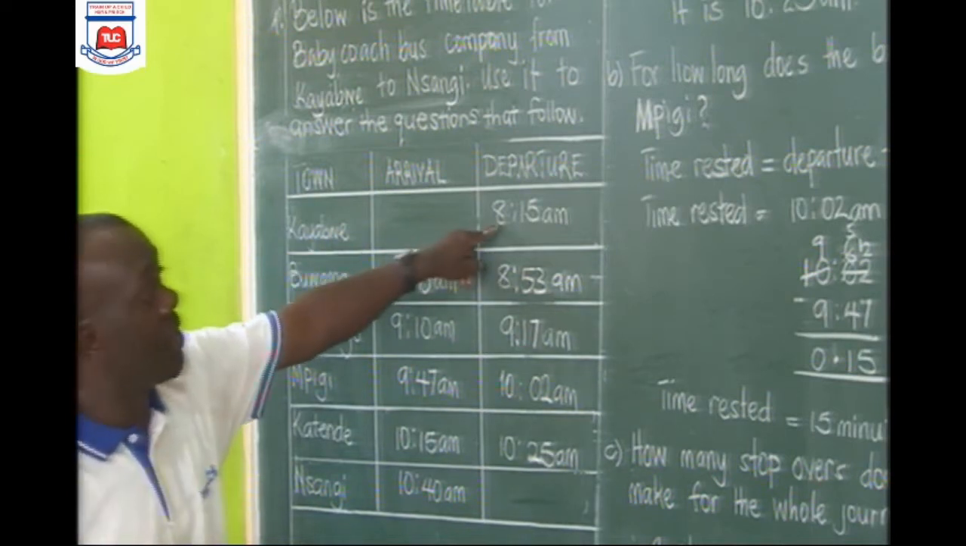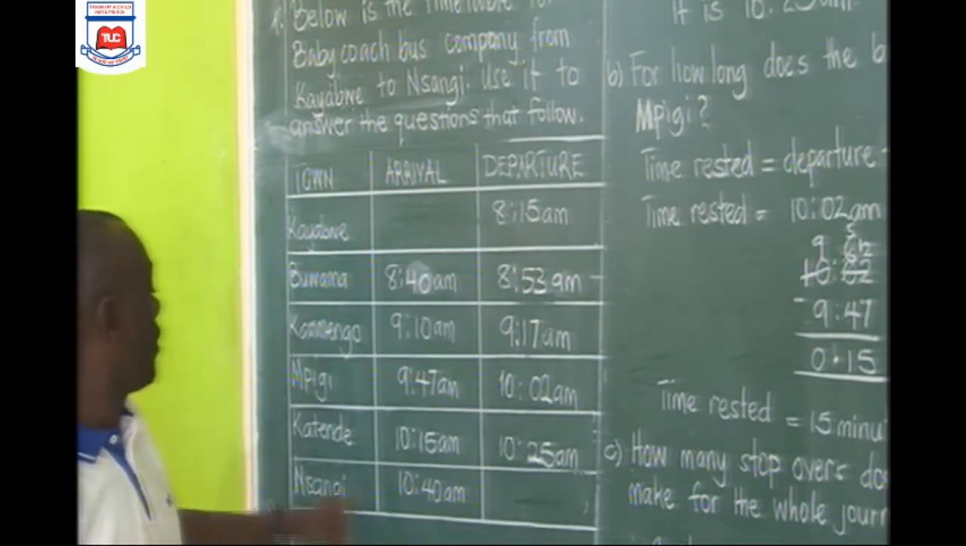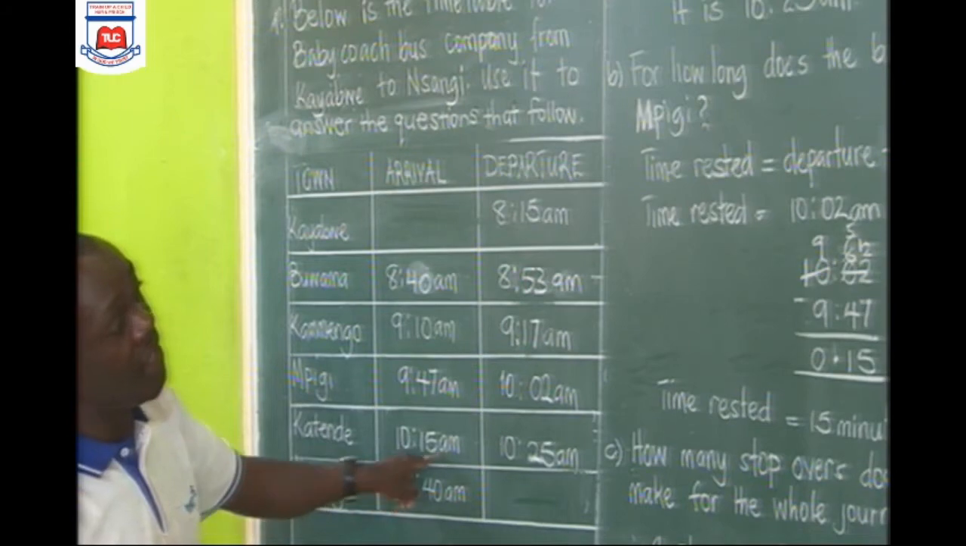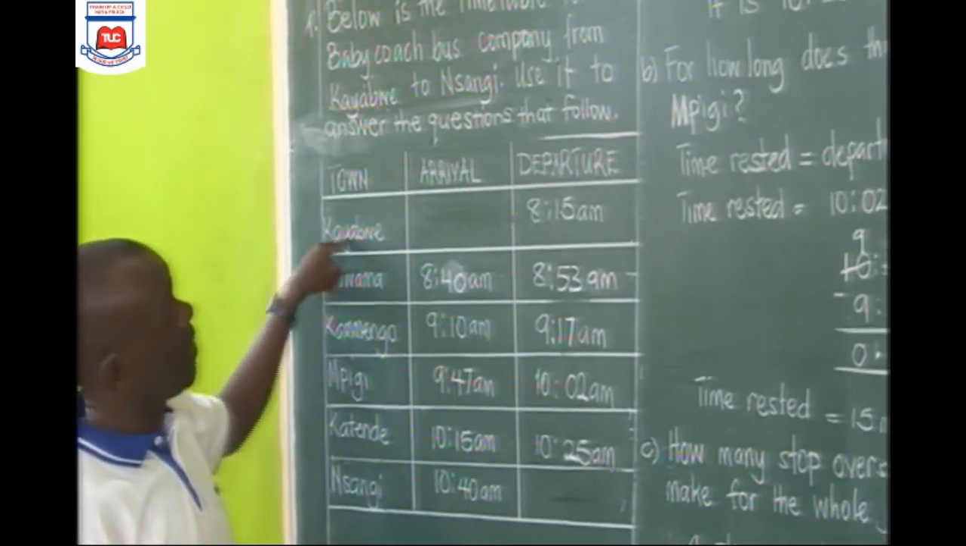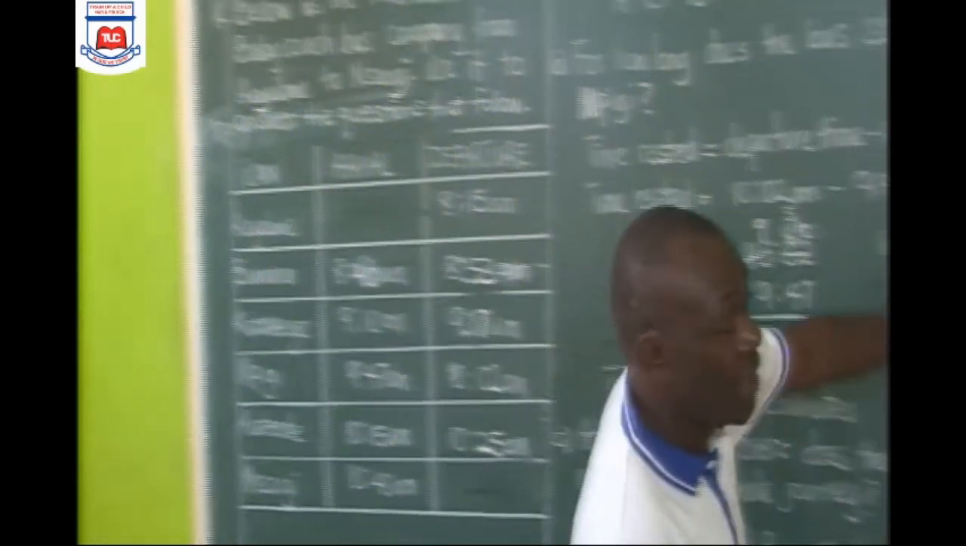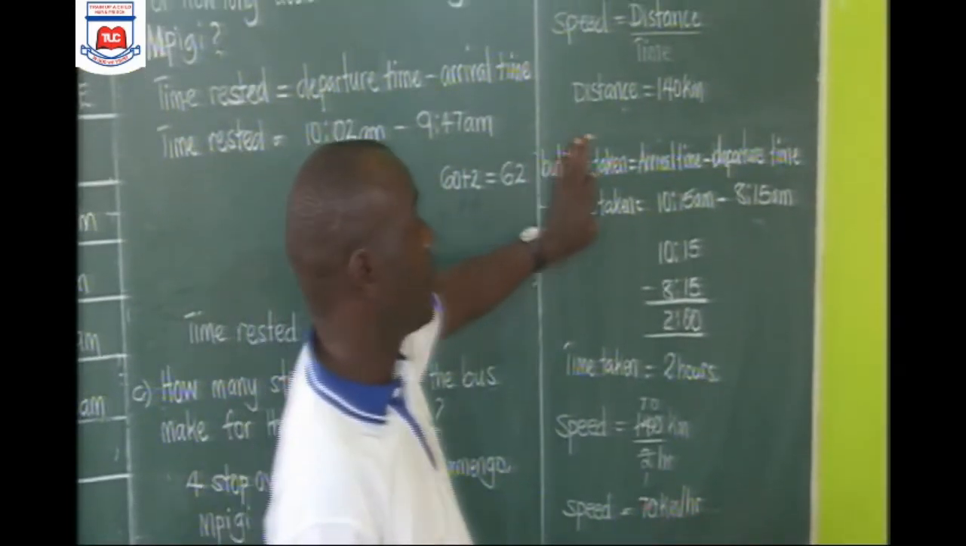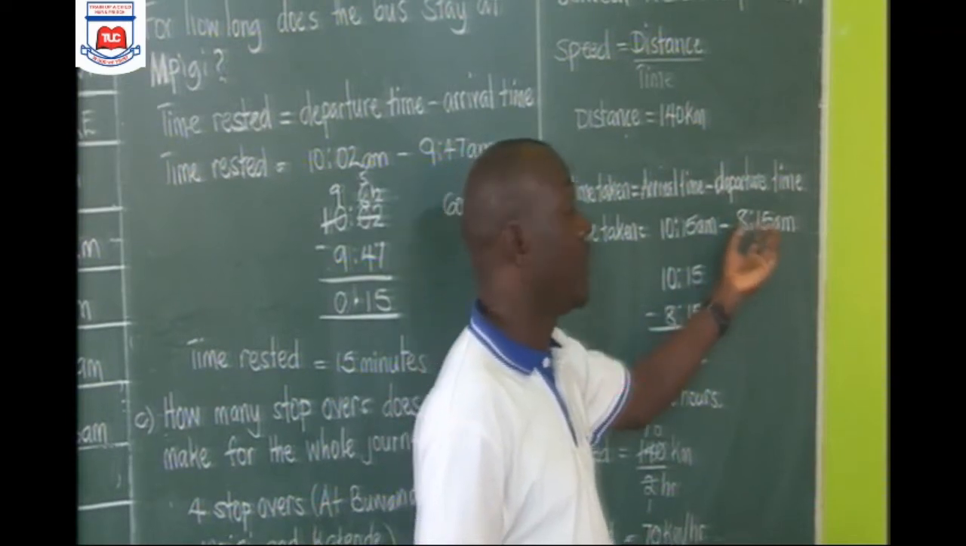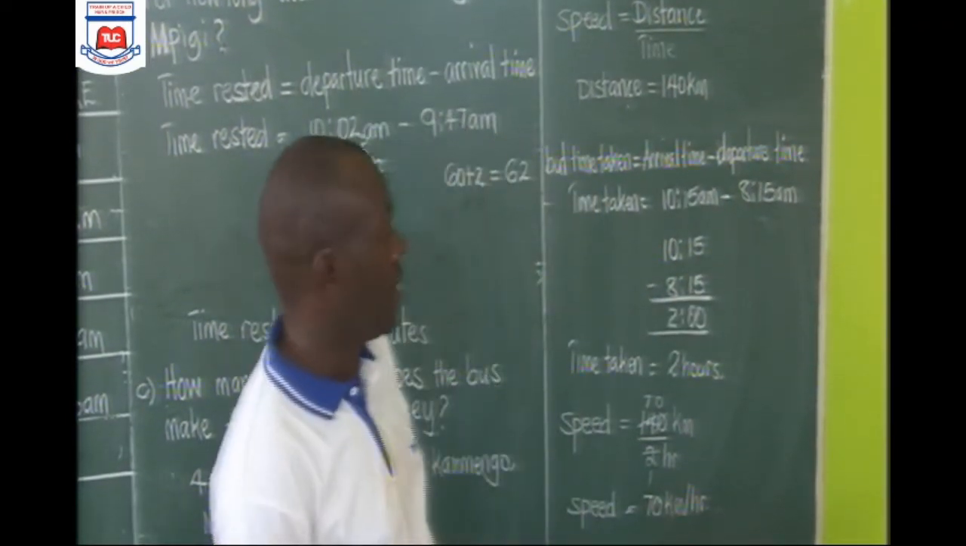Kayabwe is here, which is 8:15 a.m. The arrival time at Katende, 10:15 a.m., minus the departure time from Kayabwe, which is 8:15 a.m. It's the one we transfer here. Say time taken equals 10:15 a.m. minus the said 8:15 a.m.